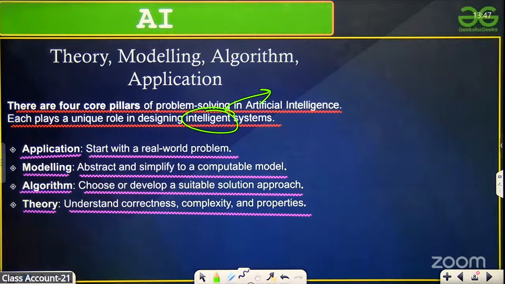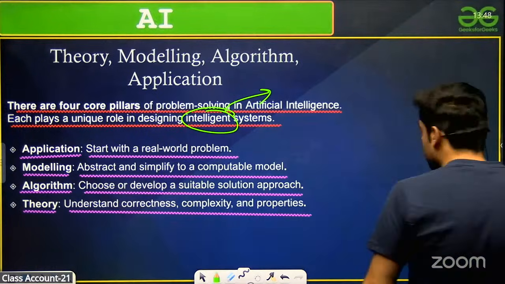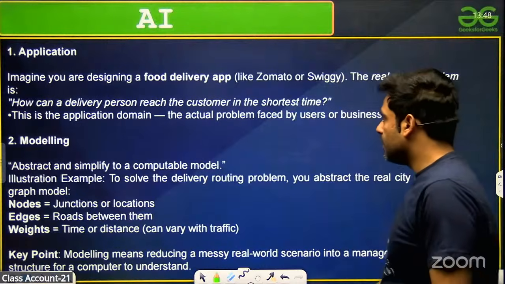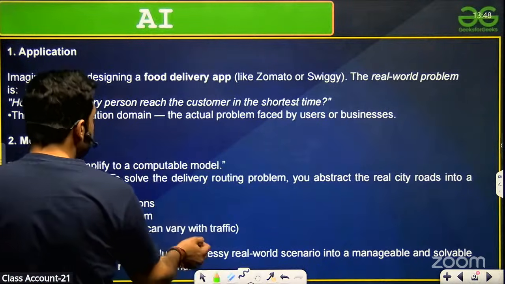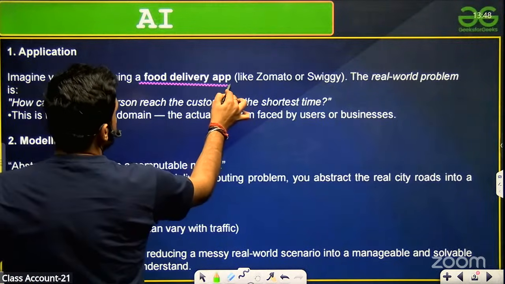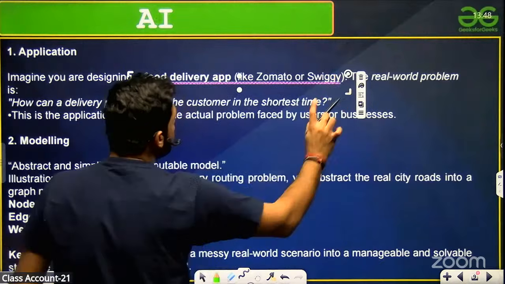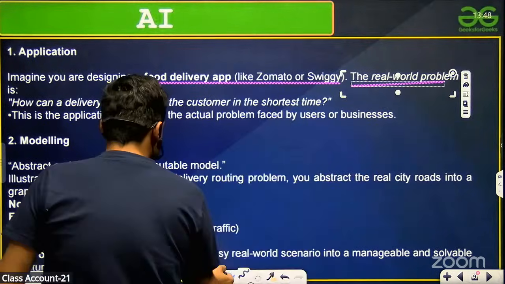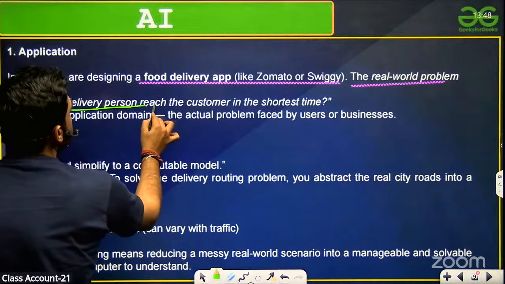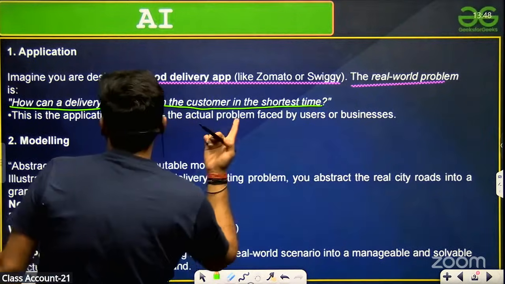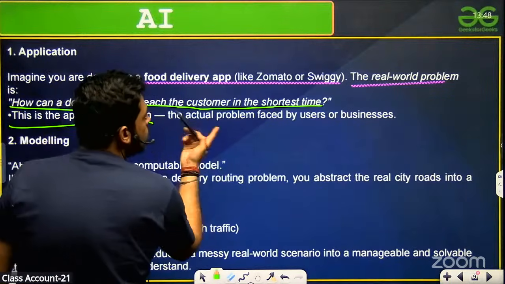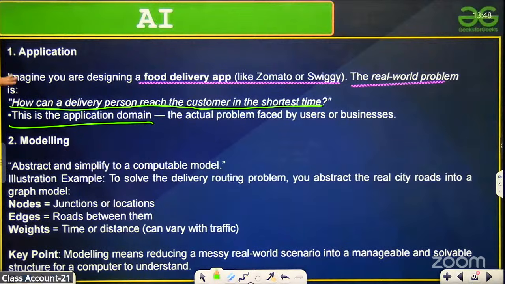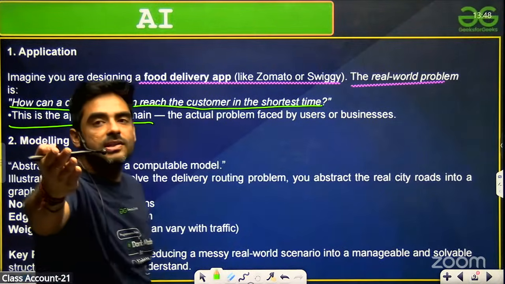Okay, now let us take a simple example. For example, you are designing a food delivery app such as Zomato or Swiggy. So what is the real world problem? The real world problem is how can we deliver to a person in the shortest time? So this is the real world problem. So basically, what is application? Application is the real world problem.